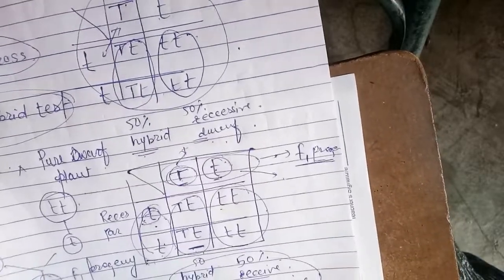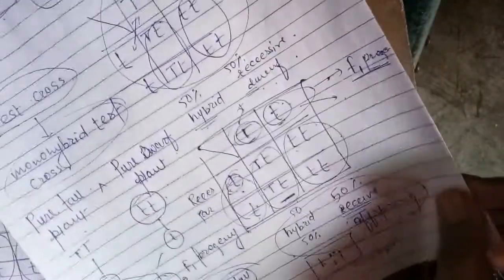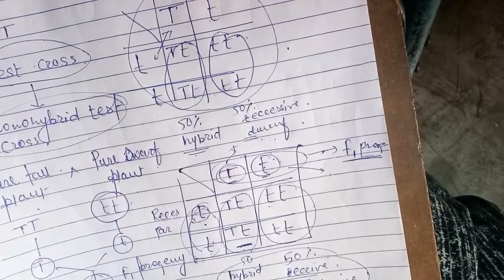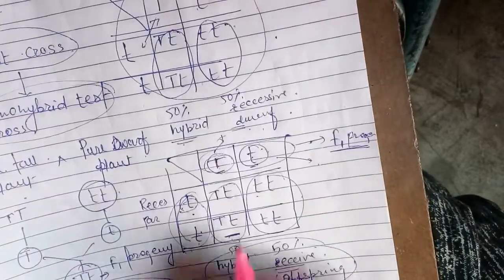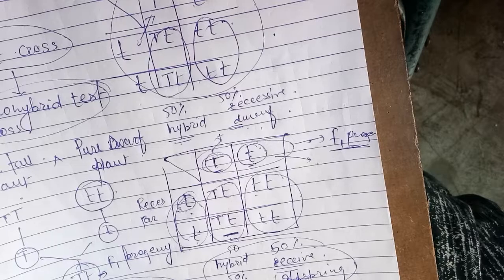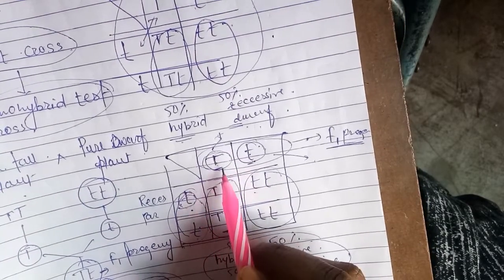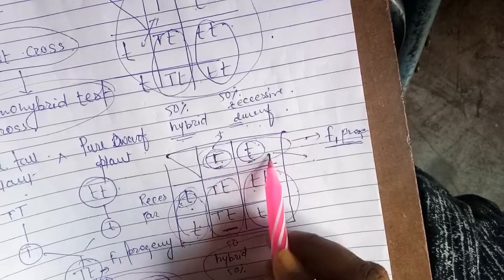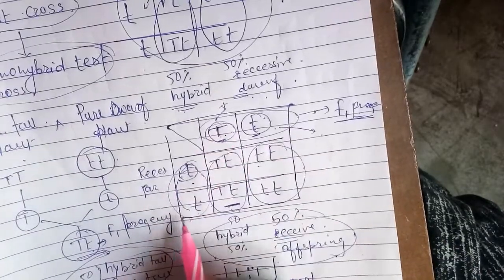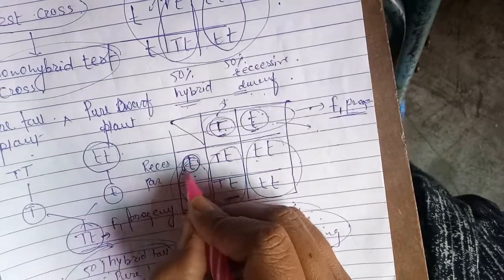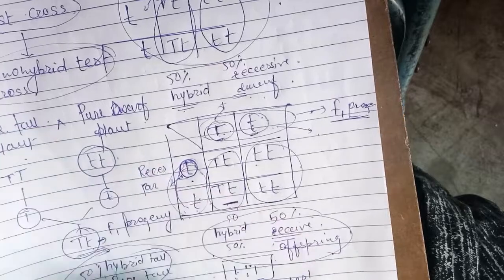What is the ratio seen in the test cross? That is the 1:1 ratio. What is the reason? Because two different types of gametes are seen in the F1 progeny, and when it is crossed with the recessive parent, only one type of gamete is seen.